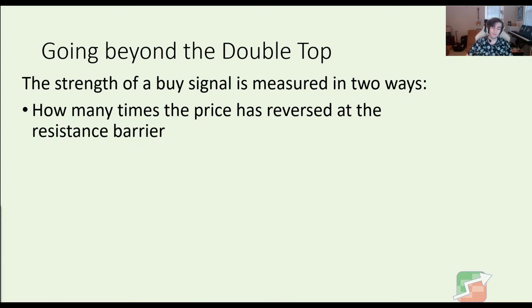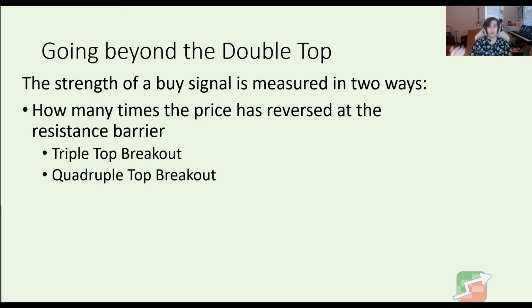Because now, when I finally am able to reach up and make a mark higher, wow, it took you 4 tries, but you finally broke above it. That now means a lot more than if you just tried once, then tried again and got higher. So this is what we call different types of breakouts, such as a triple top breakout or even a quadruple top breakout. And I'll show some examples of these later on.